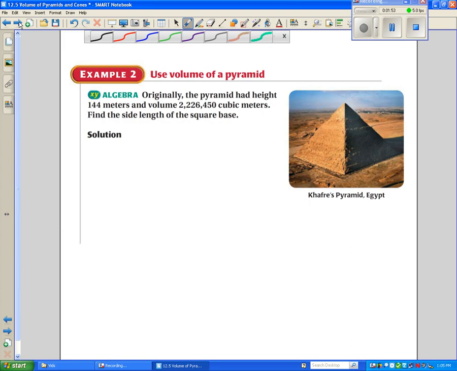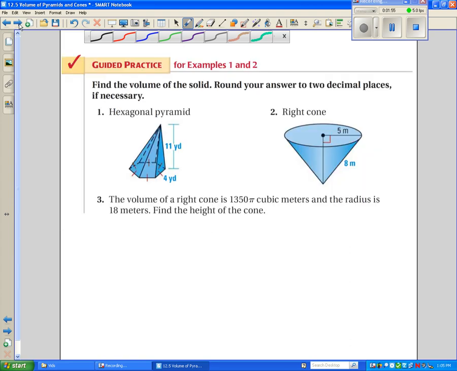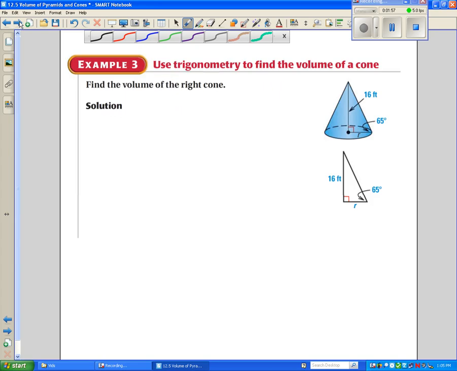I think I'm going to hold off on this one. Same deal with the guided practice. We'll do some of those in class.